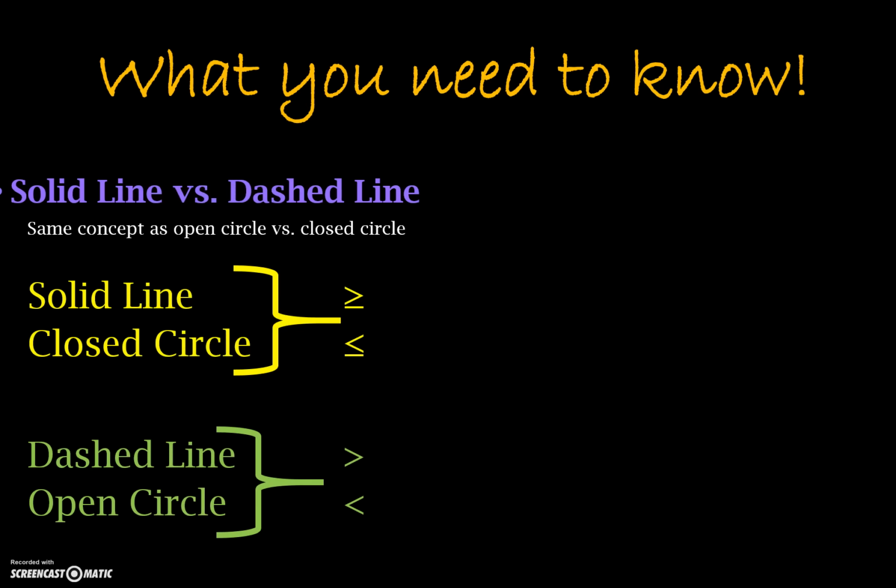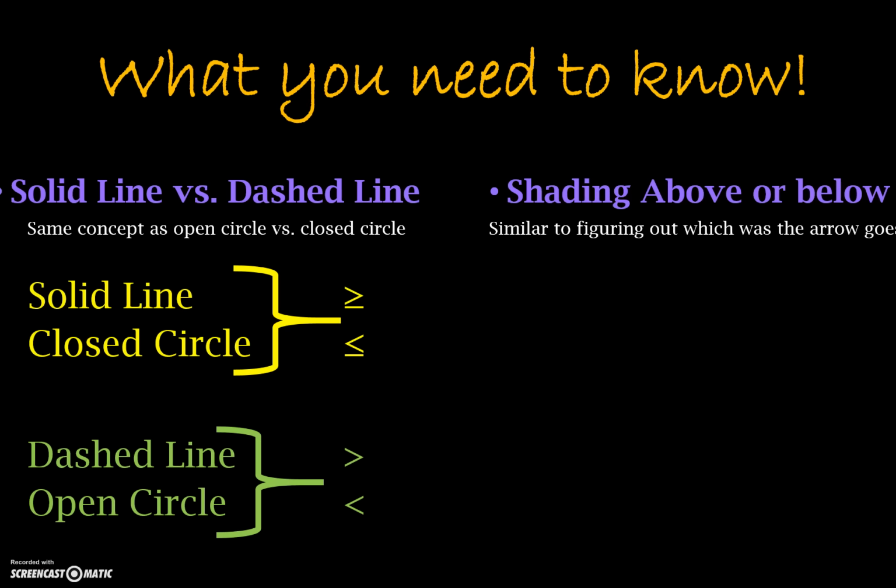If we have a greater than or equal to or less than or equal to, we're going to draw a solid line, just like we did a closed circle. This means everything on the line is a solution to our linear inequality. However, if we have a greater than or a less than sign, we're going to do a dashed line just like we did the open circle. That means everything on the line is not a solution to our inequalities.